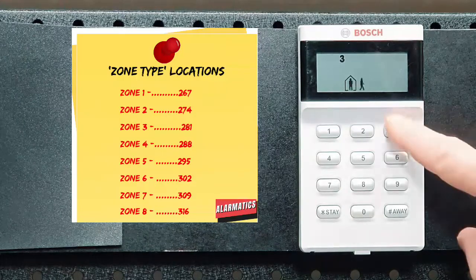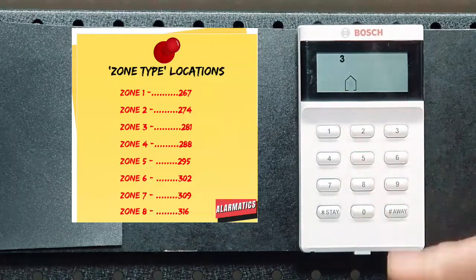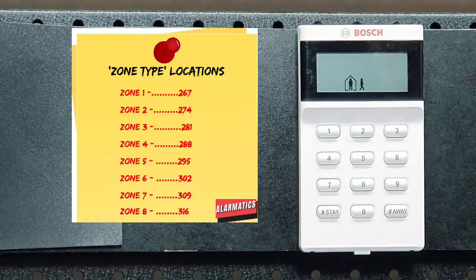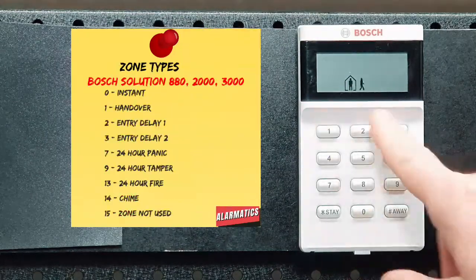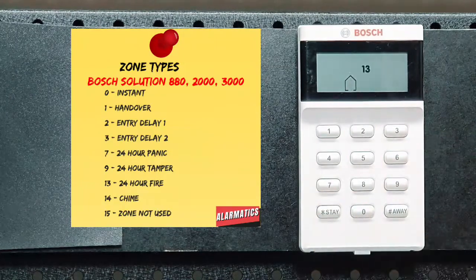Okay, let's go to zone 6. That's stored at 302, and that's currently set to an instant zone. Now, this is a smoke detector, so I'm going to make that a zone type 13, which is a 24-hour fire detector, and I save that.